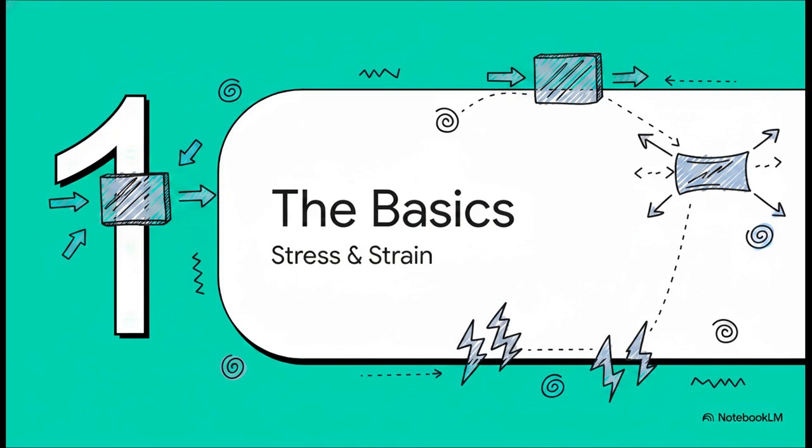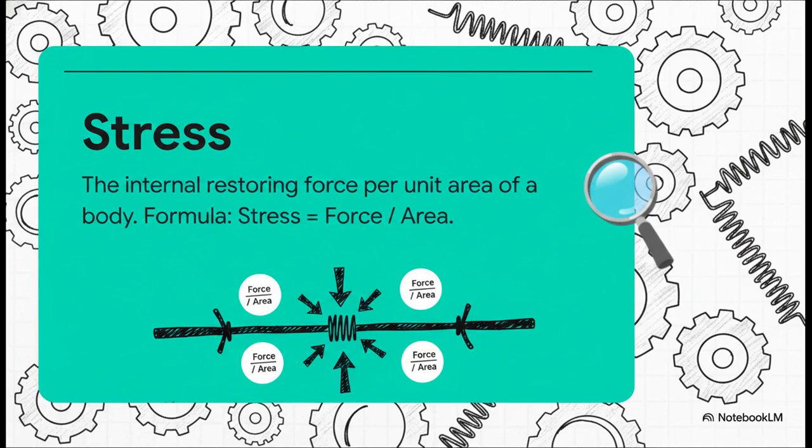Seriously, every single concept in this chapter, from how elastic something is to its final breaking point, is built on the relationship between these two. So let's break them down one by one. Okay, let's start with stress. Imagine you're pulling on a wire. Inside that wire, it's pulling back, right? It's resisting that change. Stress is the measure of that internal fight, that restoring force, spread out over its area.